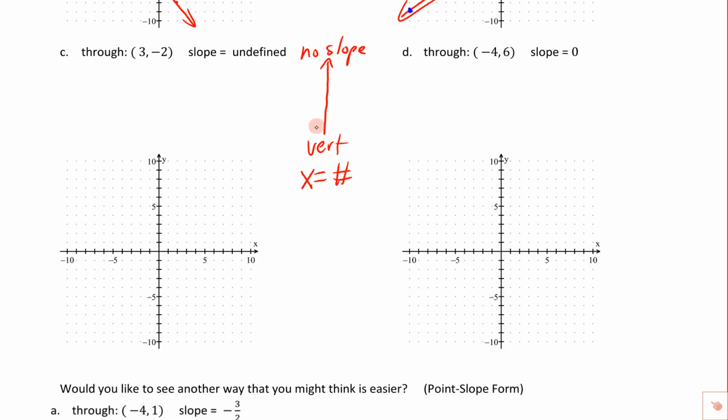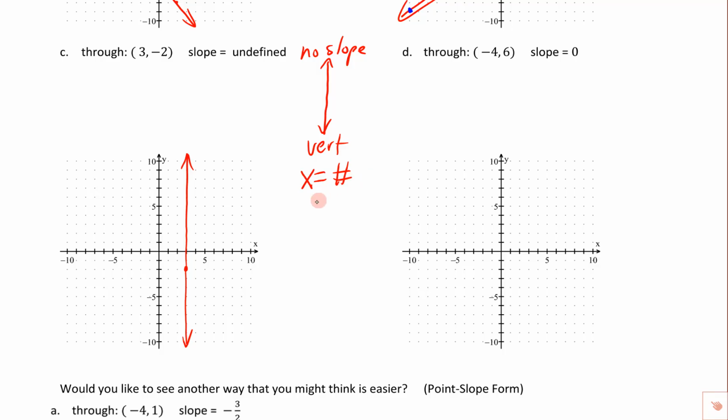Okay? So let's take this point right here. We know it goes through 3, negative 2. So over 3 and down 2. We know it goes through that point right there. Well, remember, all we need to know is what the x-coordinate is. Okay, the x-coordinate is going to be the same for all of these. So let's go ahead and graph this and notice where it crosses the x-axis. It crosses the x-axis at 3.